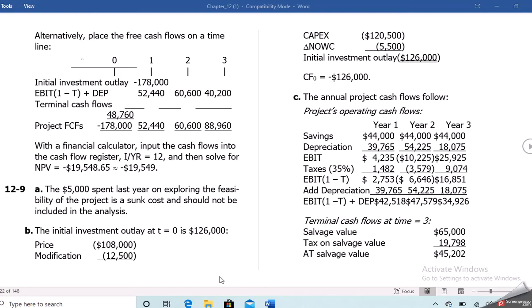Their marginal tax rate is different on this one. It's 35% instead of 40%. And their weighted average cost of capital is 12%. They spent $5,000 investigating the possibility of using this machine.